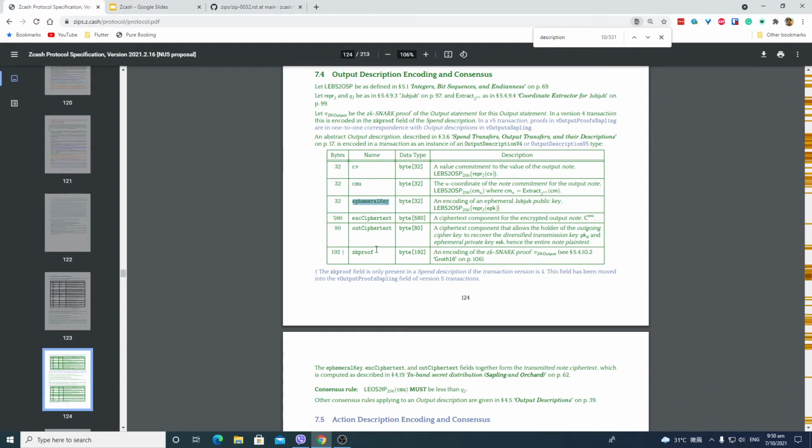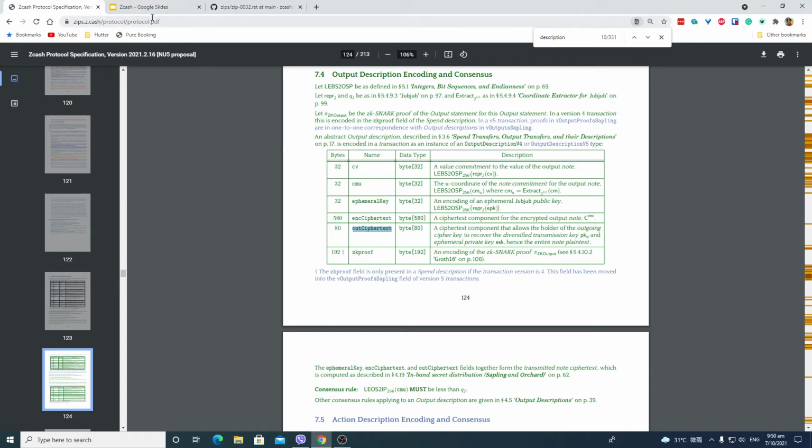In order to go around this little issue, there's a third part here, which is the outgoing ciphertext. Now, if you are somebody who makes a payment and you want to decrypt the payments that you have made, because we have also this part, you will be able to do it.